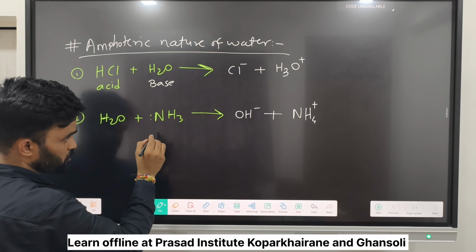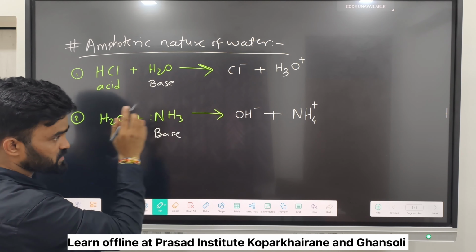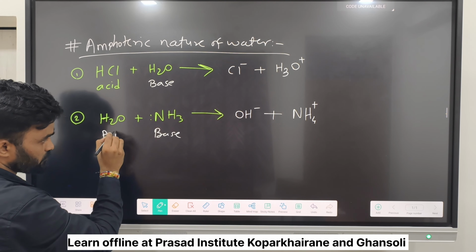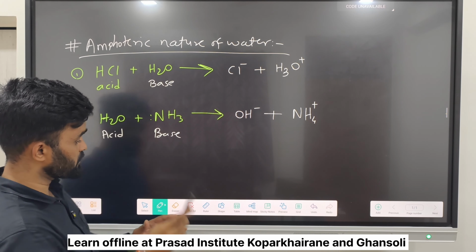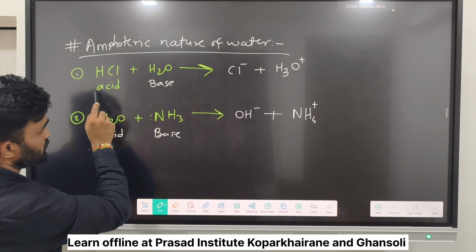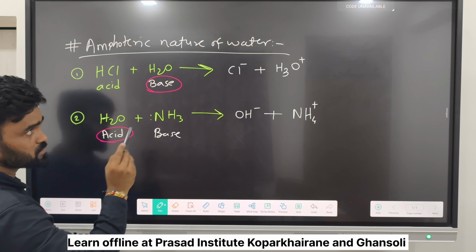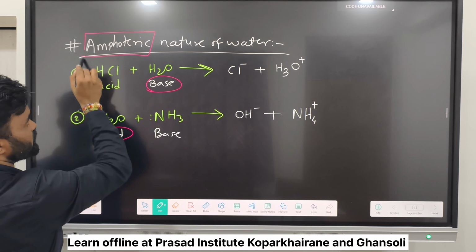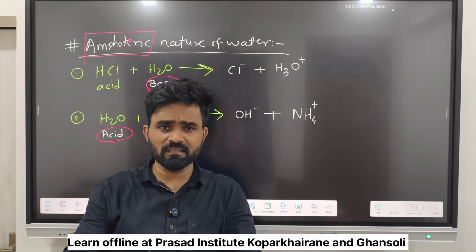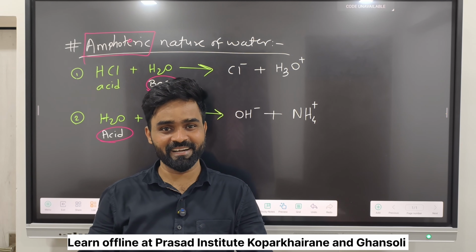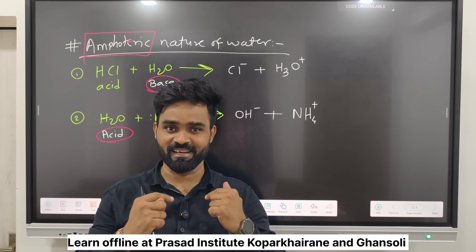Since ammonia is a base, and water is donating H plus ions, hence water is an acid. So water can behave as both, as an acid as well as a base. Hence we call it amphoteric. Isn't this a very simple topic? Note this down and then we'll move to the next topic.